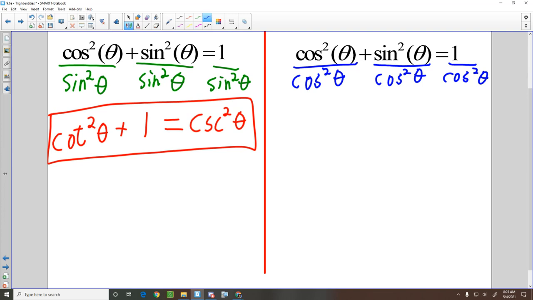let's simplify this. What's cosine squared over cosine squared? It's just a 1. Plus sine squared over cosine squared. Well, what's sine divided by cosine? I can replace that with just a tangent. And finally, equals on the right side 1 over cosine. That's one of our reciprocal identities. That's just the secant.